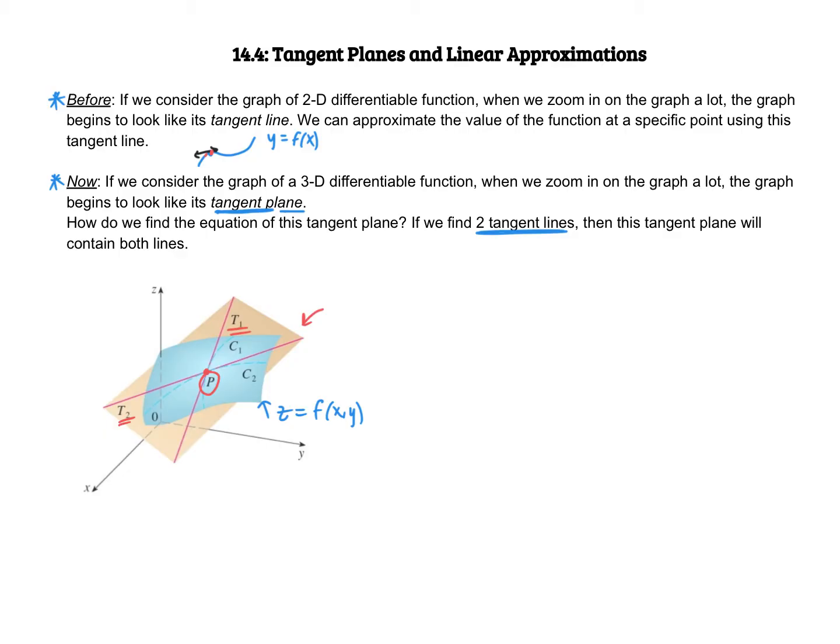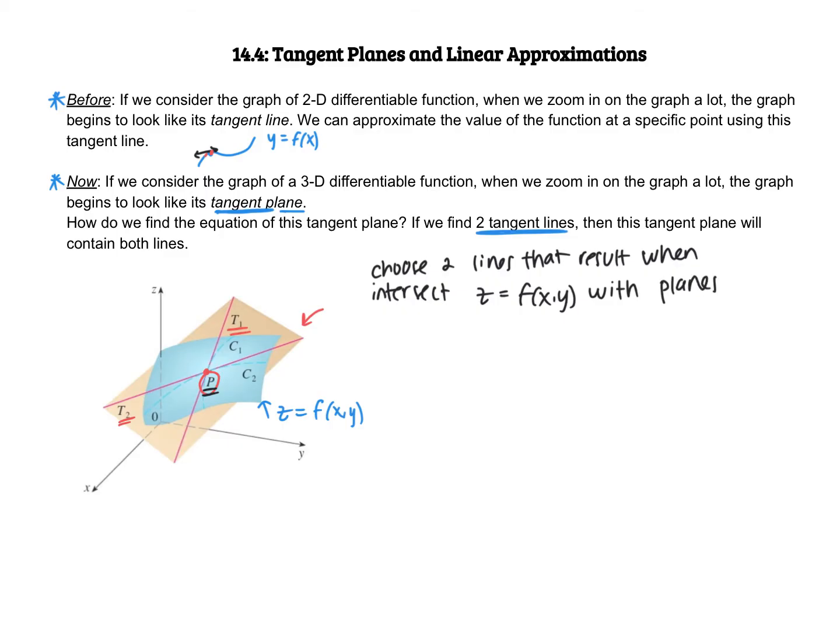So the natural question is, how do we find these two tangent lines? Hopefully we recognize there are infinitely many tangent lines that go through point P. So let's choose 2 that are convenient. We are going to choose the 2 lines that result when we intersect z equals f of x y with the planes y equals y naught and x equals x naught.